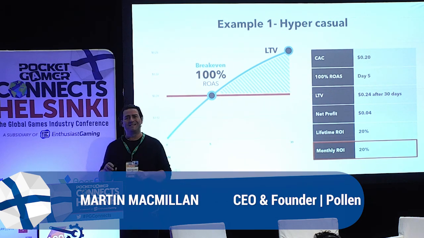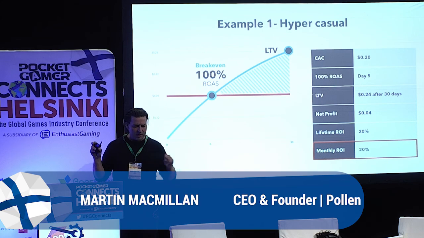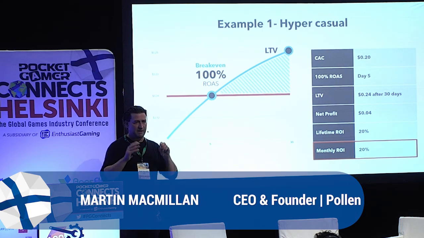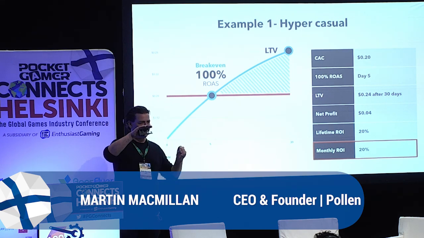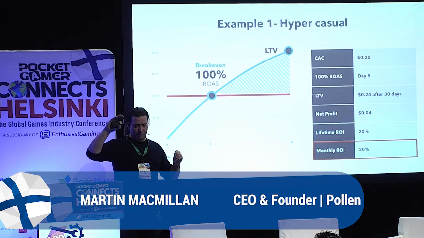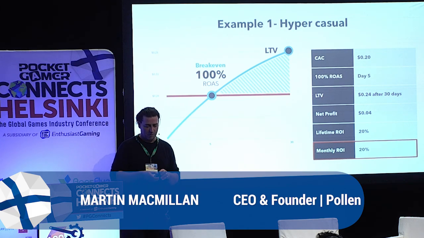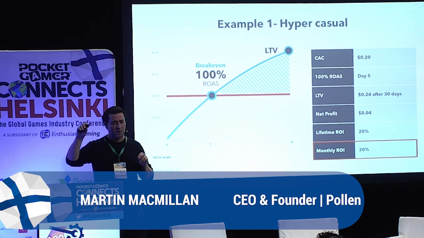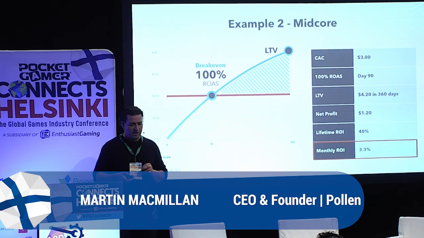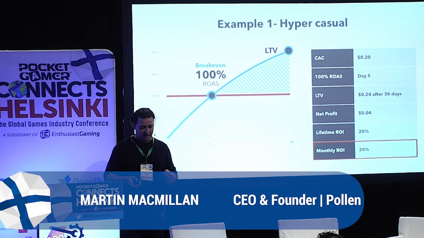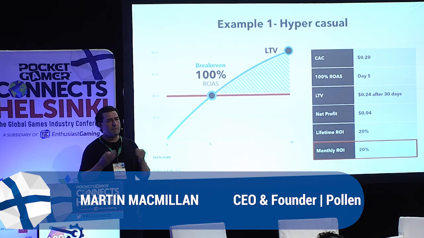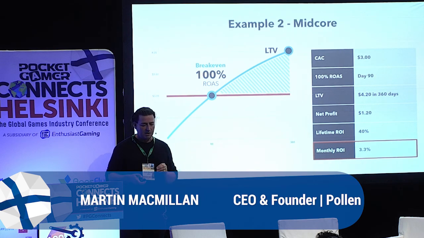So let's go back to the example of hyper casual, where we're looking at a game that's going to break even on day 5. You invest 20 cents, you get your 20 cents back on day 5, and then after 30 days, basically everyone has stopped playing the game and you've made a total of 4 cents of profit after you paid the UA. That's giving you a 20% monthly return, but that's across one single shot of the game. It's only measured across a month, so I'm making a 20% return in that month. Let's go a little bit longer.